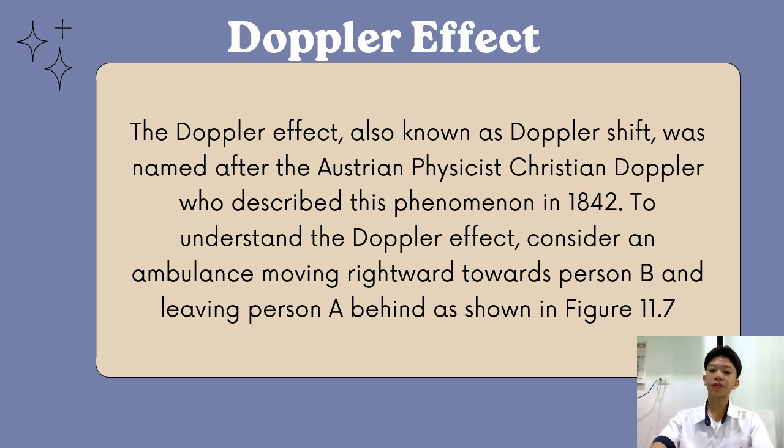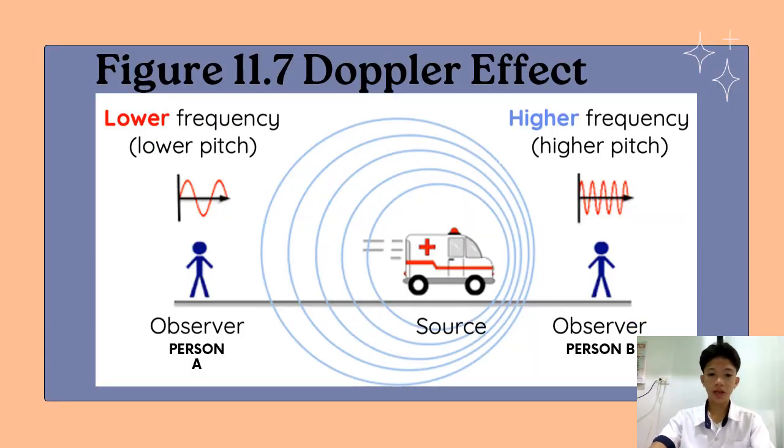To understand the Doppler effect, consider an ambulance moving rightward towards person B and leaving person A behind, as shown in figure 11.7. So I'm going to show you a picture. As you can see, we have person A at the left side and person B at the right side. At person A, we have the lower frequency, and at person B, we have the higher frequency. Our main topic is the Doppler effect, which is this sound from the ambulance.